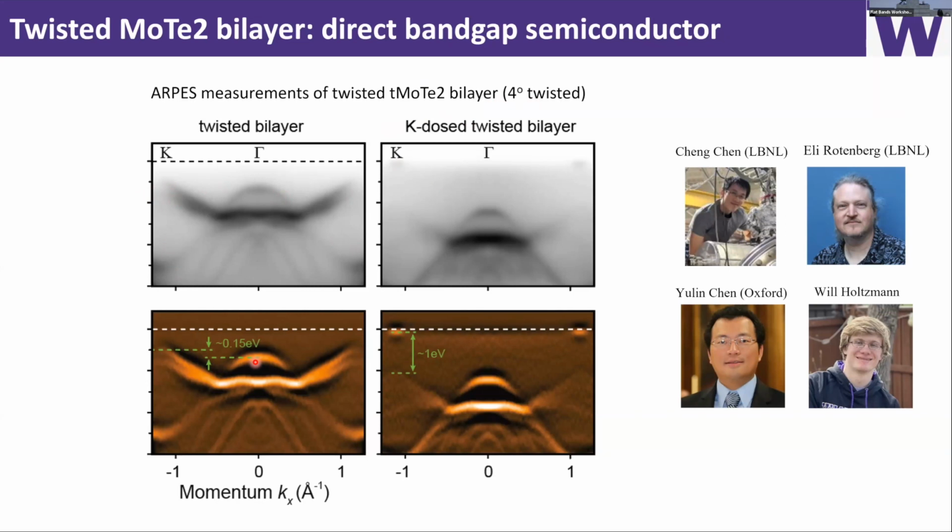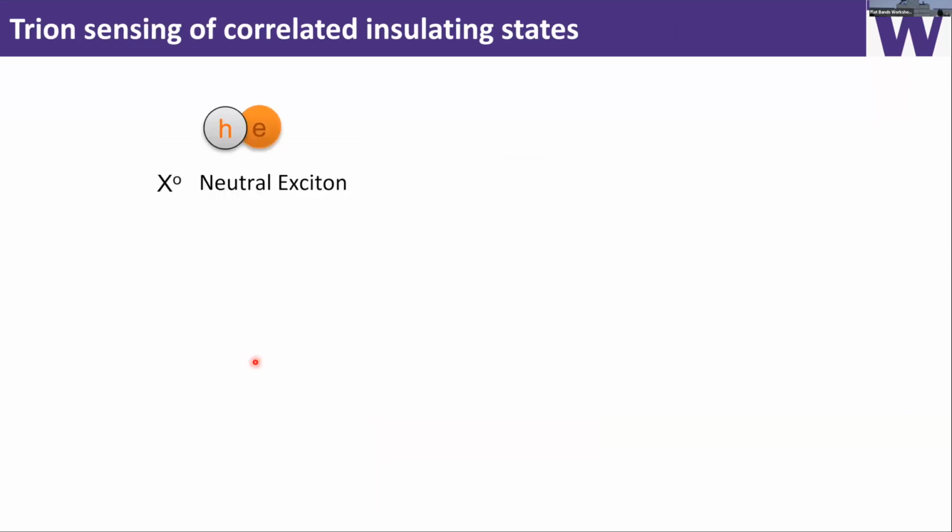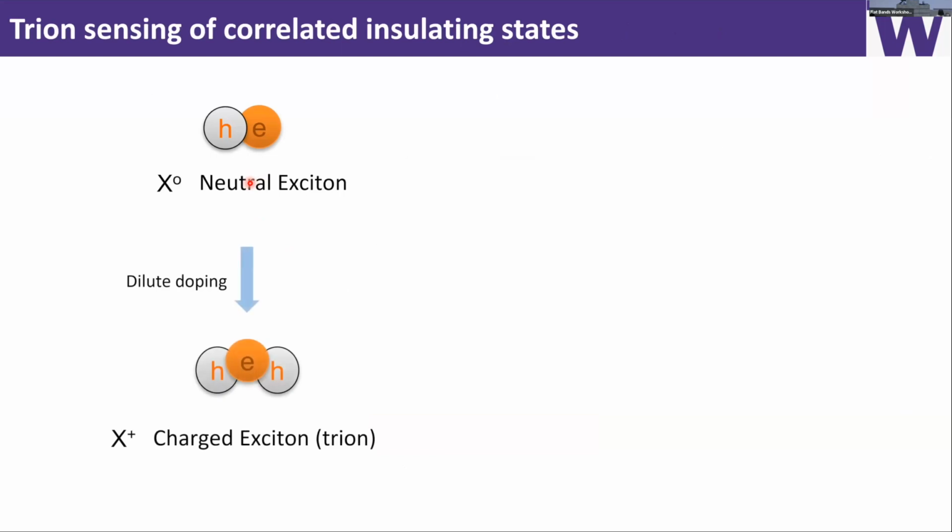So this direct band gap in bilayer gives us the opportunity to use spectroscopy, especially excitons, to study these topological properties. What we use is called trion sensing. If you shine light on a semiconductor, you create an electron-hole pair, which is an exciton, a neutral exciton. Then if we dope the system, we form a charged exciton, which is a trion. In this case, we have one electron and two holes.